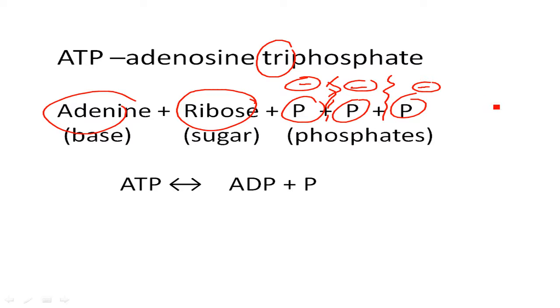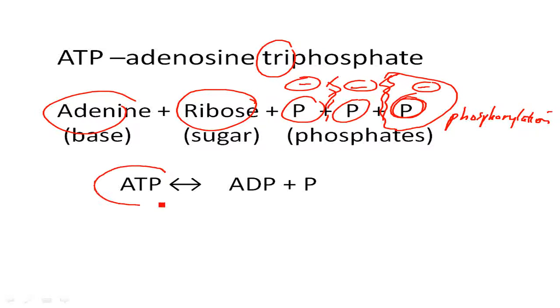So when you break off a phosphate molecule here, that transfers that energy to some other molecule. When we transfer a phosphate molecule, we call that phosphorylation. So when we move a phosphate here, that transfers our energy, and we call that phosphorylation. There's always going to be a release of energy with this phosphorylation. This process is how we make ATP, and also how we use ATP.